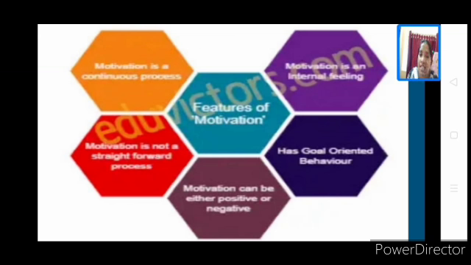And lastly, it is a continuous process because goals are continuous. Once you achieve a goal, you will be setting another goal for yourself. You don't relax after completion of a particular goal. You'll set another goal. It might be in a different area, a different thing, but you'll set another goal. So when a goal is set, again you have to be motivated in order to achieve it. Hence we say it is a continuous process. I hope the features of motivation are simple to understand.